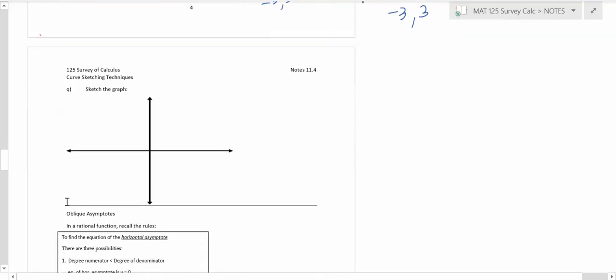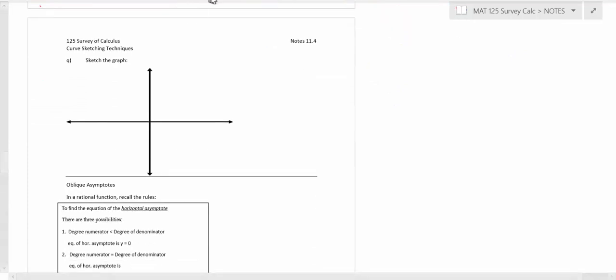Okay, so here's kind of what we have on this. Let's get this graph put together, and what you want to do is start with your vertical asymptotes. I'll show you what to do. All the information's on the previous page, so I'll scroll back and forth.